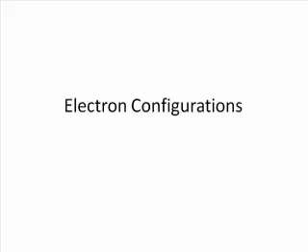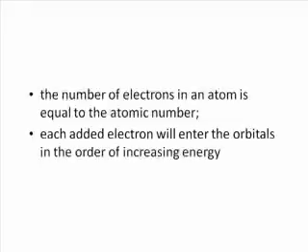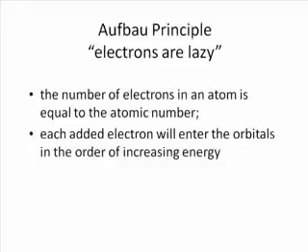In this discussion, we're going to focus on ways to represent electrons in the orbitals of an atom. There are a couple of rules that we need to look at that govern the ways that electrons fill the orbitals. The first one is the Aufbau principle.